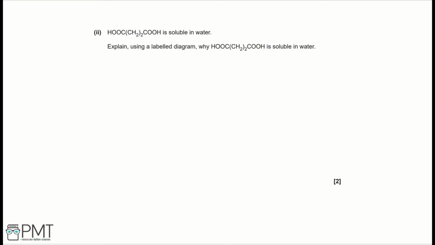Part 2. HOOC(CH2)2COOH is soluble in water. Explain using a labelled diagram why HOOC(CH2)2COOH is soluble in water. So to answer this question, let's start by drawing out our carboxylic acid or our dicarboxylic acid. So drawing this out, we have our double bond oxygen, our OH group, then we have our CH2 brackets 2, and then our carbon double bond oxygen and our OH.